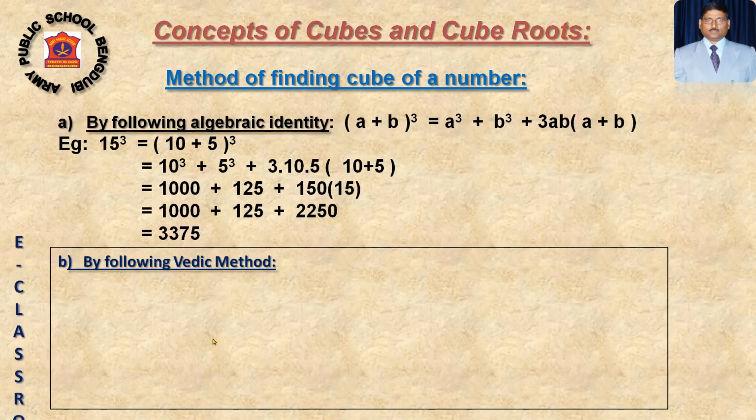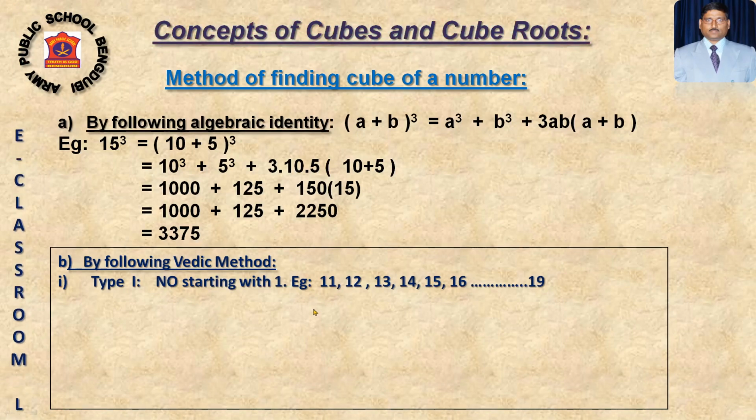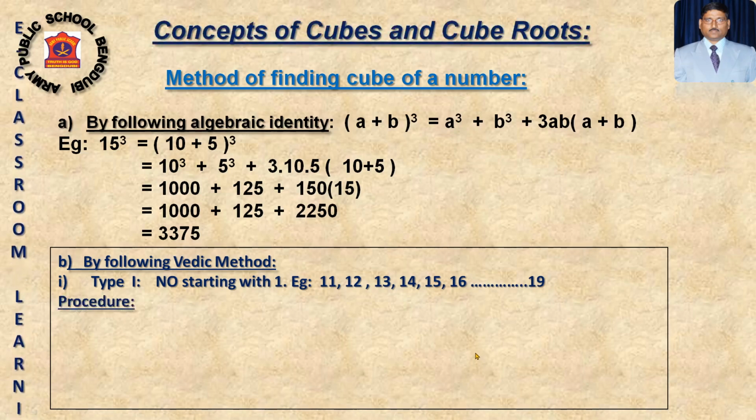Now, by following the Vedic methods, how to find the cube of a 2-digit number. I will explain 4 different patterns, but in all cases the procedure will be the same. First, the numbers starting with 1, that means the first digit is 1 and the second digit is anything: 11, 12, 13, 14, 15, up to 19. Then what will we do? Very simple. You see the steps.